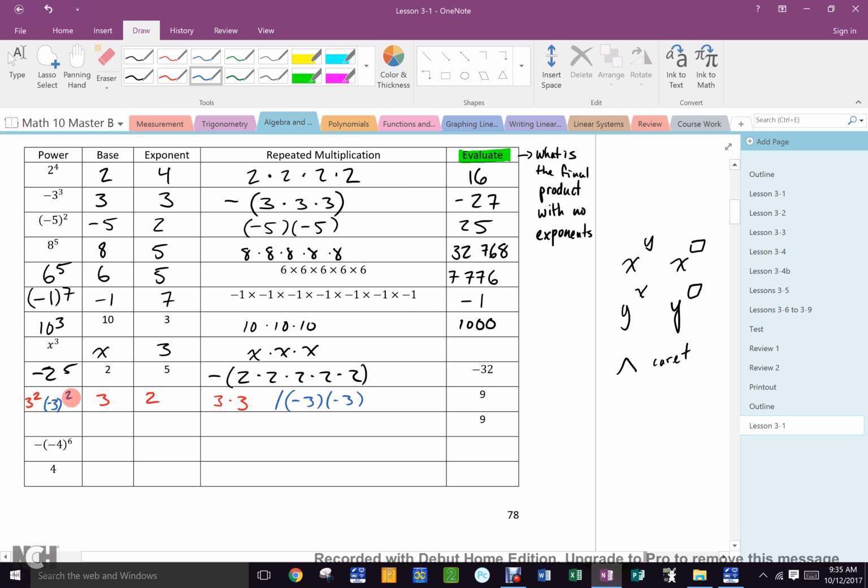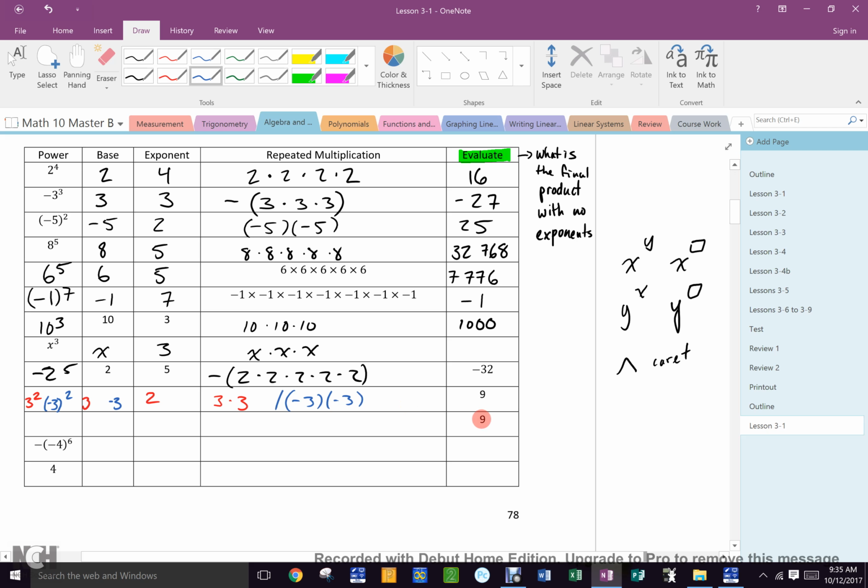Negative 3 in brackets squared. So what would the base be then? The base would be negative 3. And that would get me the same value. Everybody understands that, yes? That is a really key concept. That 3 squared is the same in evaluation as negative 3 squared, but it is different than negative 3 squared. Does everybody hear the different ways I say that?